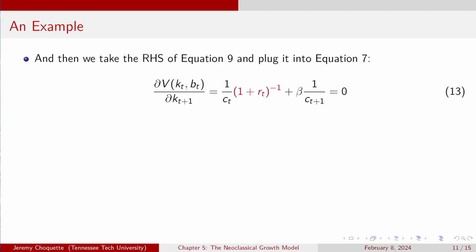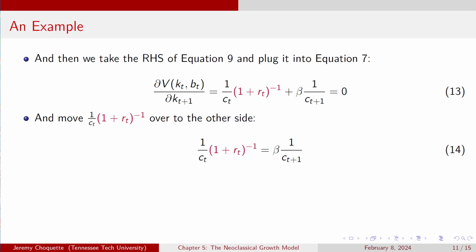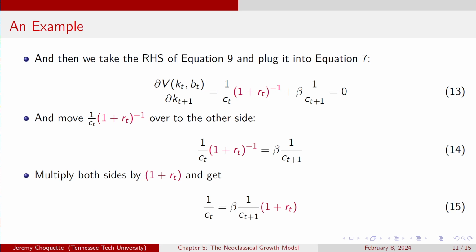1 over ct times 1 over 1 plus the real interest rate plus beta times 1 over ct plus 1 equals 0. Right? I could move 1 over ct times 1 over 1 plus the real interest rate to the other side. That gives me this. And then what I can do is multiply both sides by 1 plus the real interest rate, and that gives me 1 over ct equals beta times 1 over ct plus 1 times 1 plus the real interest rate.